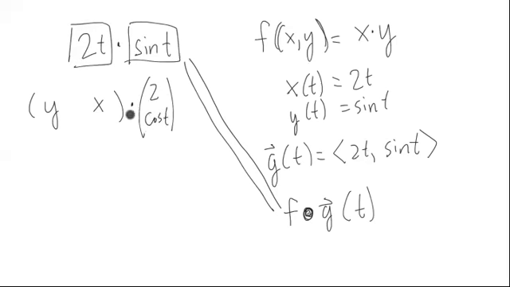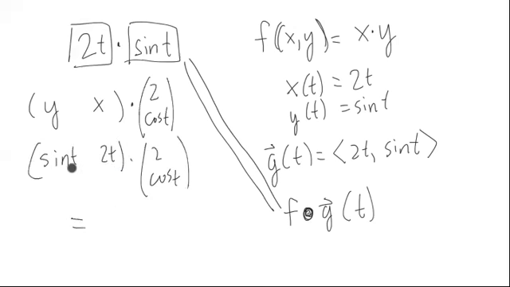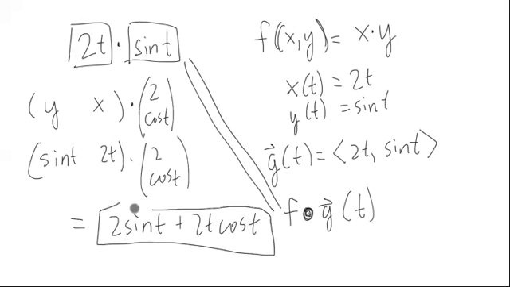And then if you want, you can replace y with what it is, sine t, and you can replace x with what it is, 2t. And notice that when we take that dot product, we end up getting 2 sine t plus 2t cosine t. In other words, we get the product rule for derivatives.